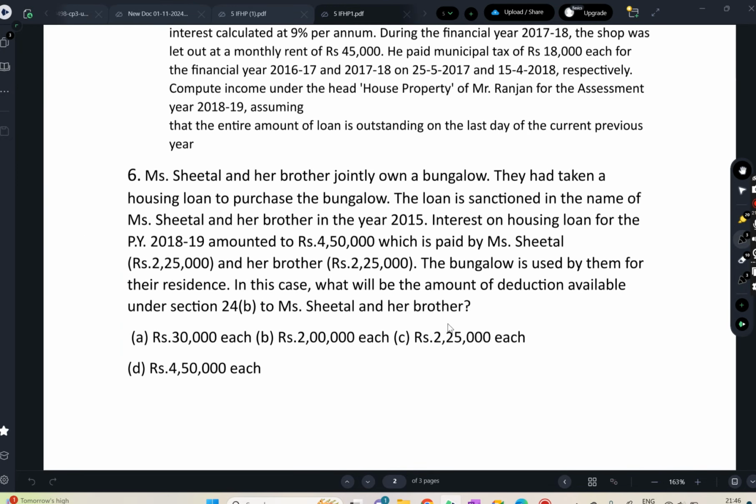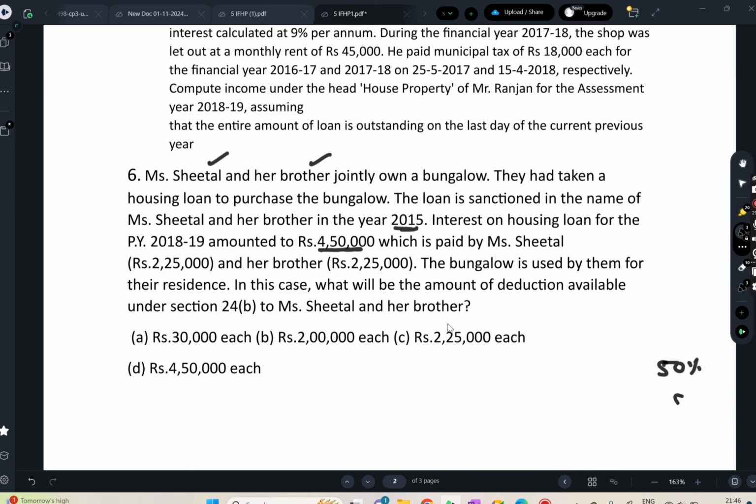Sheetal and her brother jointly own a bungalow. They had taken a housing loan to purchase the bungalow. The loan is sanctioned in the name of Sheetal and her brother in the year 2015. Interest on housing loan for the previous year 2018-19 amounted to 4,50,000, which is paid by Sheetal 2,25,000 and brother 2,25,000. What do we understand from this?